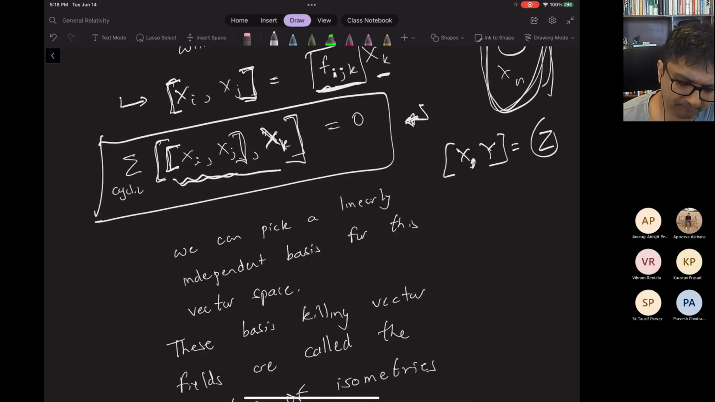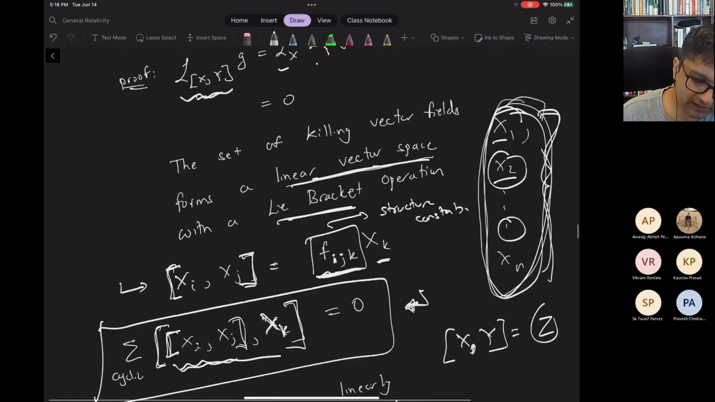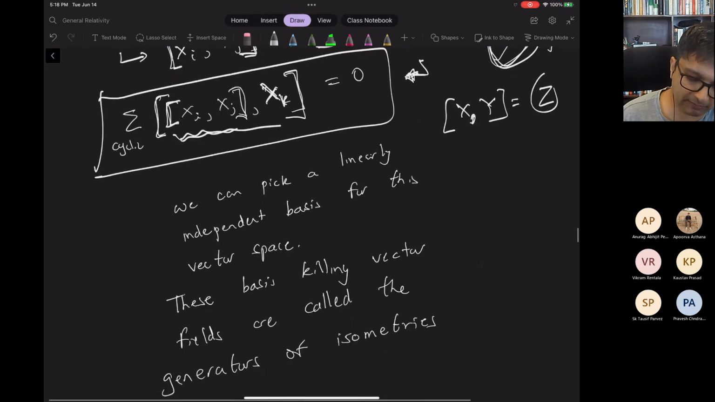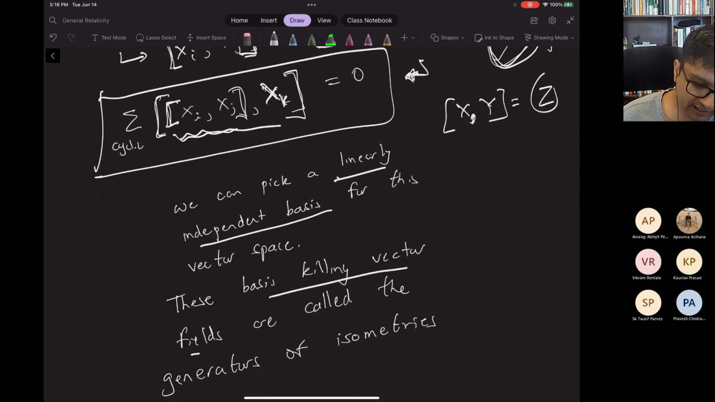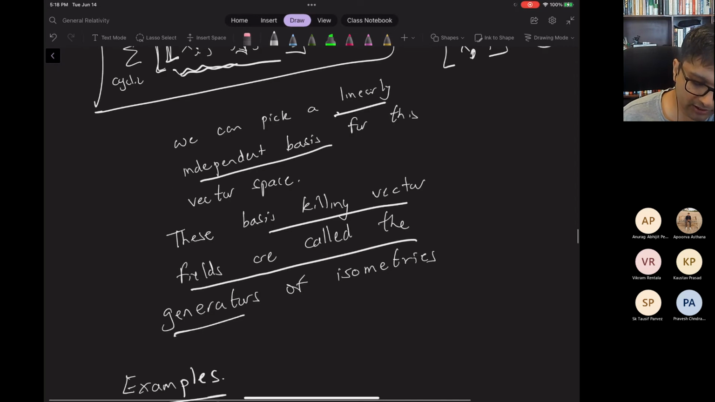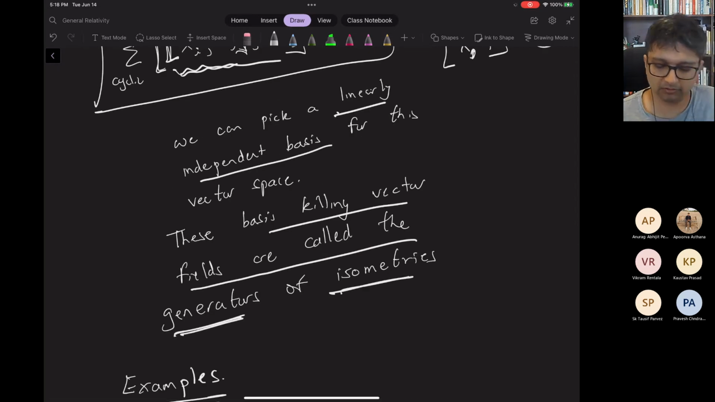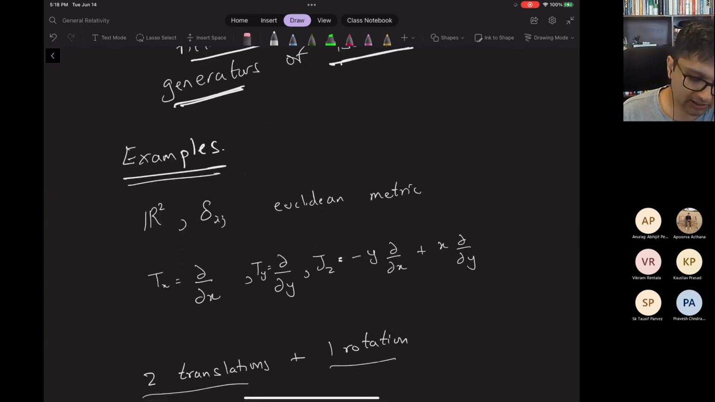Now what you can do is, this entire vector space, which is infinite dimensional, now has a finite basis. You can pick a linearly independent basis for this vector space. And these basis Killing vector fields are called the generators of isometries. So you pick a set of basis Killing vector fields. So let's do an example.